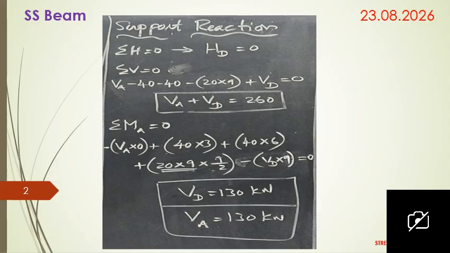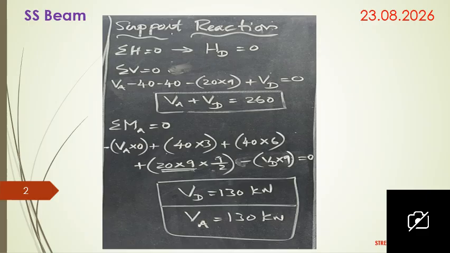Generally in a simply supported beam, if you add the two vertical support reactions, that will give the total load on the beam. This is the simple concept. The next equilibrium equation is summation MA equal to 0, that is, the sum of moments of all the forces about point A is equal to 0. So moment means force into perpendicular distance.